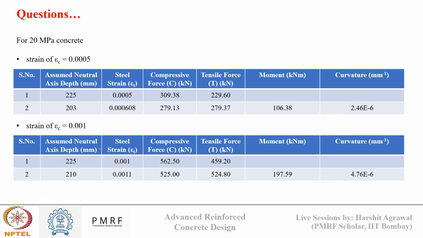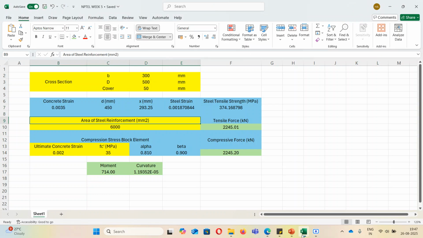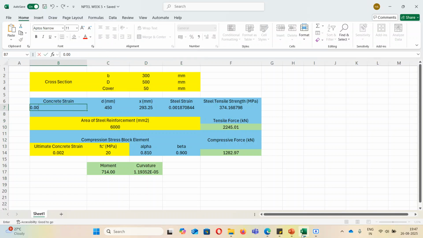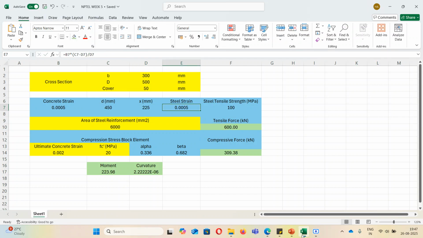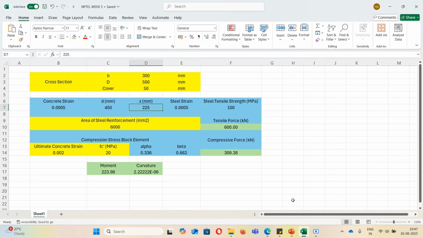Now one by one I will do the moment curvature analysis calculation. So for M20 concrete, again we can use this sheet. I will fix the fc dash as M20, and I will take concrete strain as 0.0005. So I will first assume X as 225. You can see compressive force is very less compared to the tensile force. So what I did, instead of 225, I did iteration. I did 220, then 210. Again, compressive force is less. 205, again it is less.